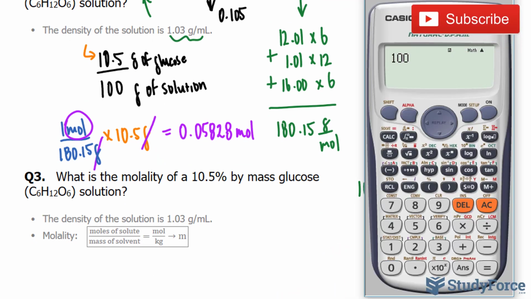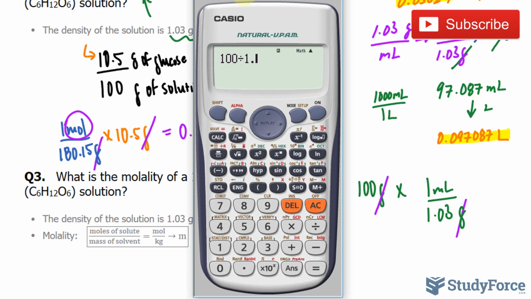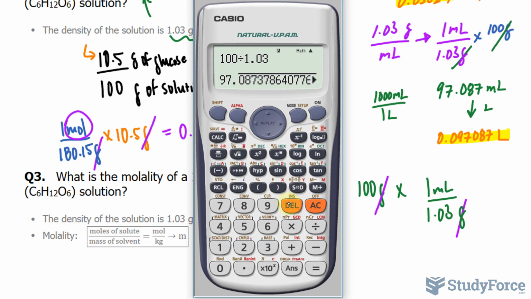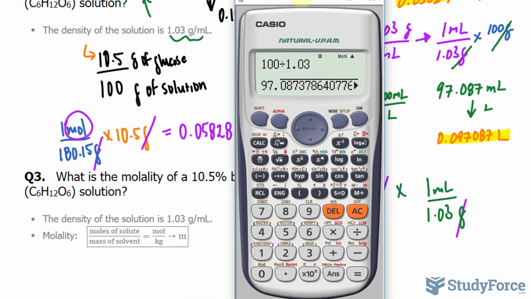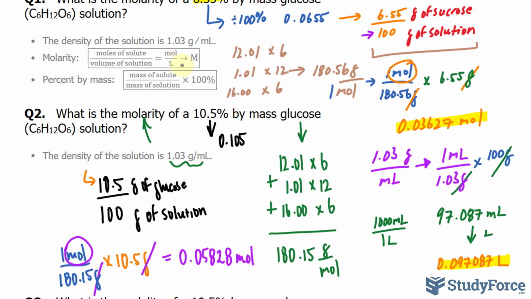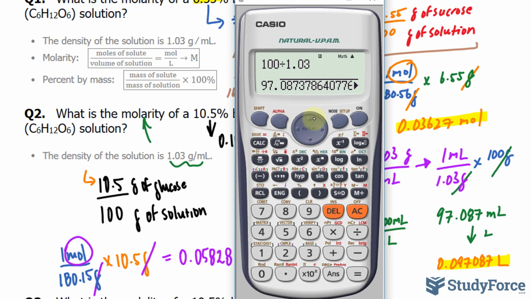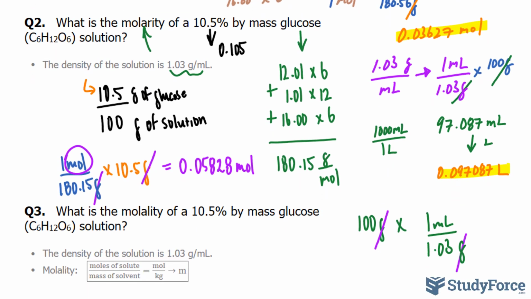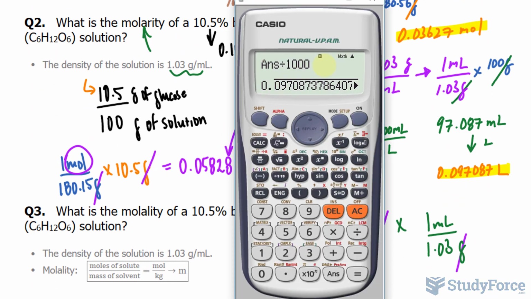Again, we have 100 divided by 1.03, and we have a volume that's in milliliters of 97.087. However, the molarity needs to be in liters. So we have to convert this milliliter number into liters, and we can do that by dividing it by 1,000. We end up with 0.09708 liters. I'm going to leave that on my calculator for a moment, because what we do next is take this number and divide it by that.